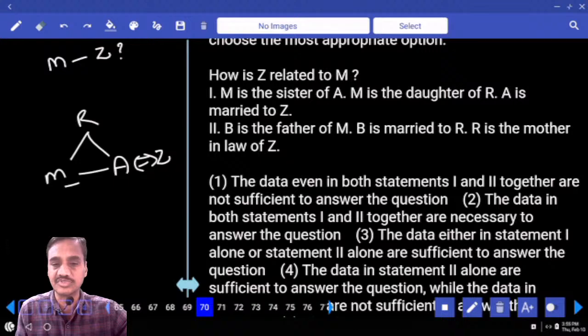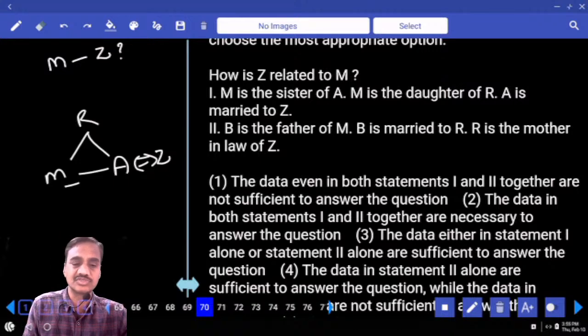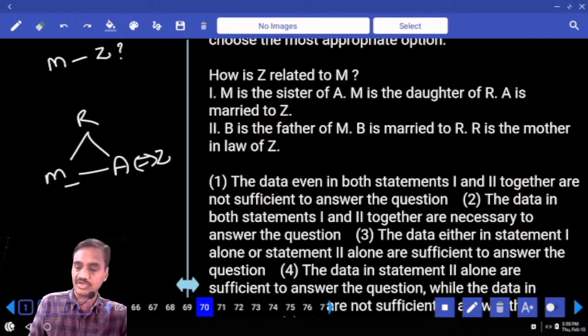And the genders of these persons are not known. The gender of this Z is not known. And Z can be either the brother-in-law or the sister-in-law. Hence, one alone is not sufficient.